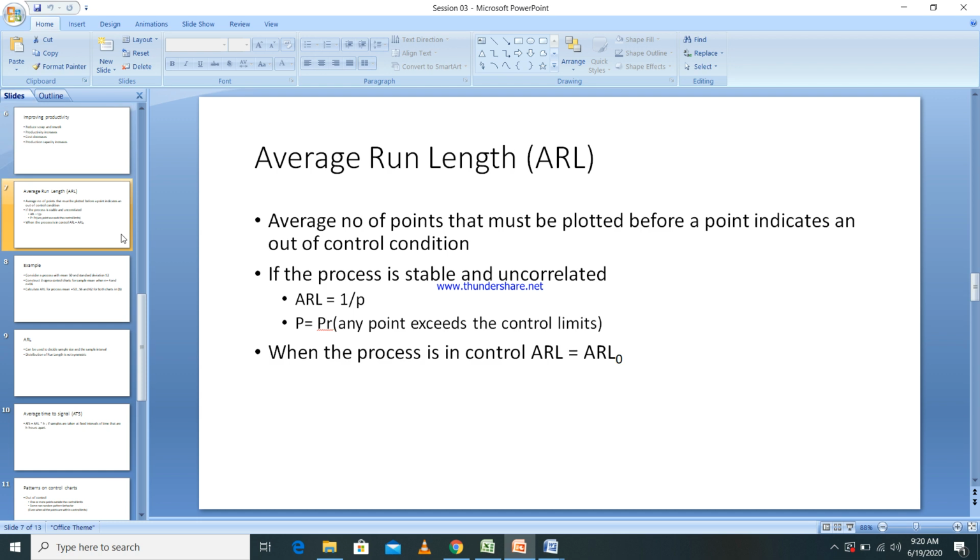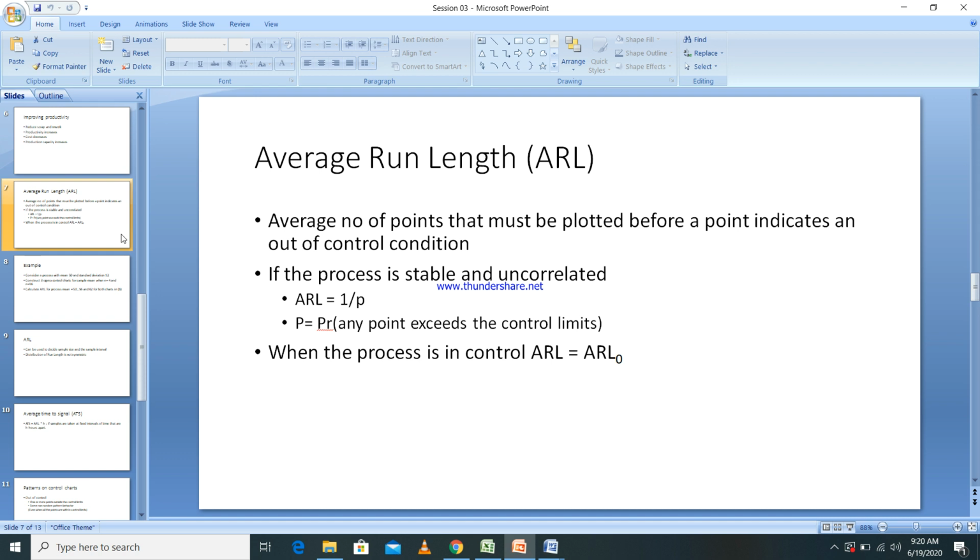So when it comes to control charts, the average run length, which is denoted by ARL, is very, very popular. If you are planning to study in the quality control field, or do your higher studies in quality control, or maybe your final year thesis, this topic is very, very important. That is the average run length, denoted by ARL.